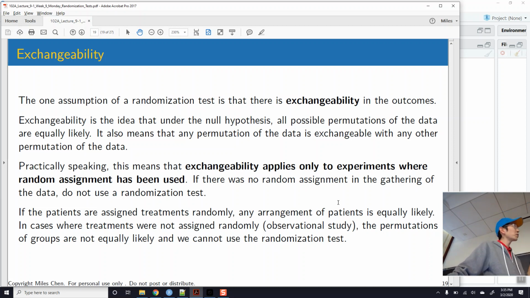So the assumption in the randomization test is exchangeability, all right? Exchangeability is the idea that when the null hypothesis is true, all possible permutations of the data are equally likely, and any permutation of the data is exchangeable with another permutation of the data if the null hypothesis were true, okay? That's weird to say, but what does that mean? Basically, it means that if you have an experiment where there was random assignment of treatments, this premise of exchangeability applies, okay?